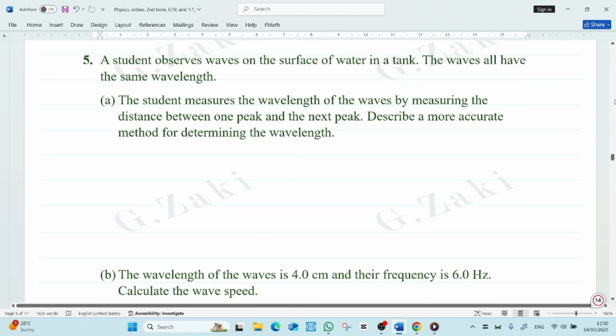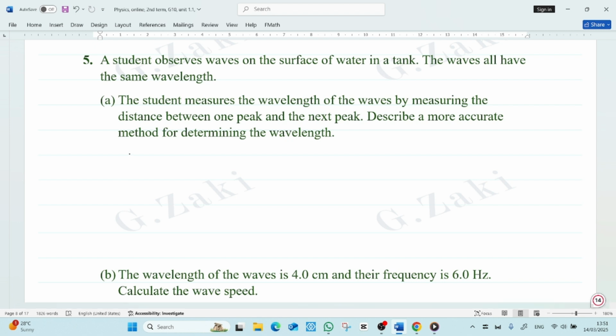Next question. A student observes waves on the surface of water in a tank. The waves all have the same wavelength. The student measures the wavelength of the waves by measuring the distance between one peak and the next, between crest and crest. Describe a more accurate method for determining the wavelength. Of course, we take more measurements and take the average.